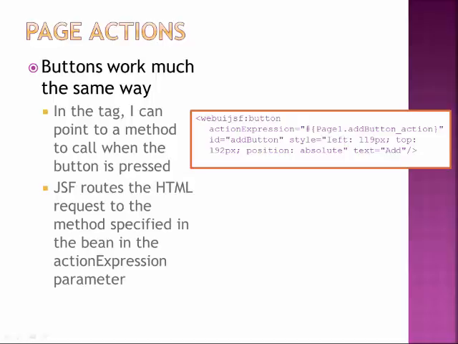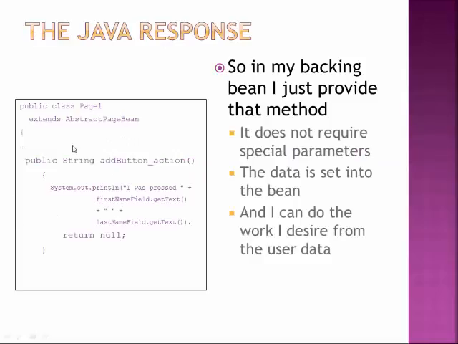So the page one bean, again, we're seeing that here. And then we have underneath page one bean the add button action. And this add button action lets me click on a button and then execute that code in response. So if we keep going here, we can see that backing bean has this add button underscore action method. And so when that button's pressed, this method gets called.